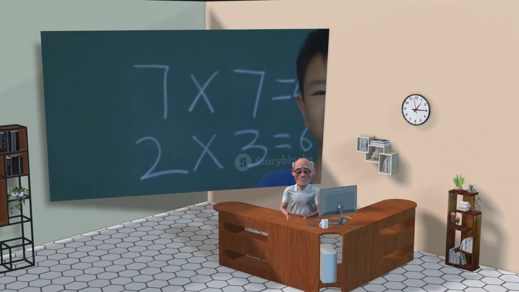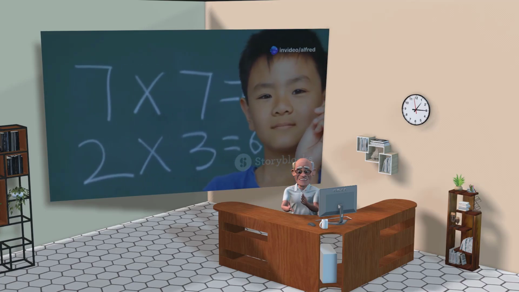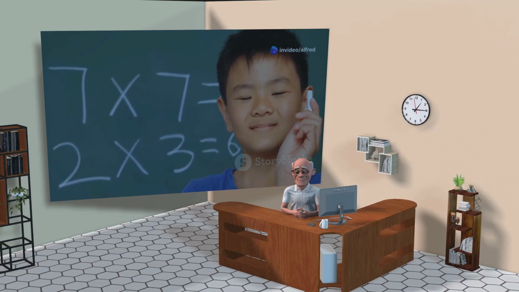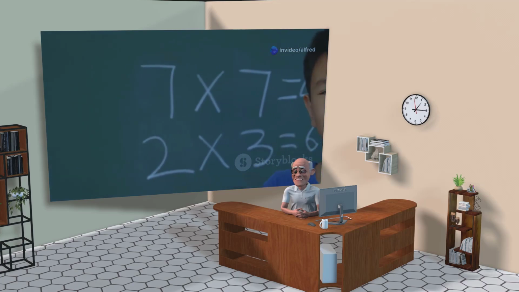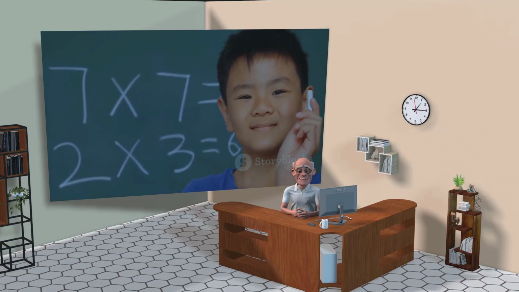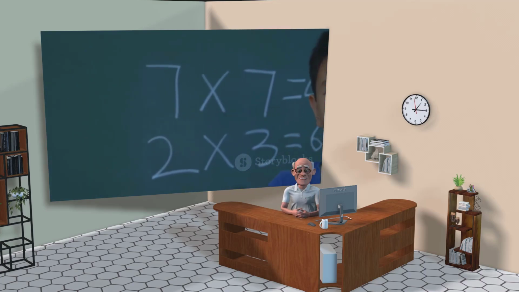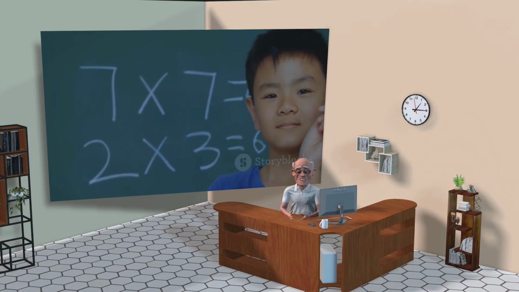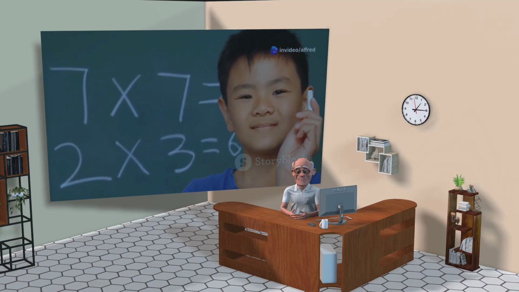Multiplication. To multiply fractions, we multiply the numerators and the denominators. This is a straightforward process. For example, to multiply 2/3 by 3/4, we multiply the numerators, 2 and 3, to get 6, and the denominators, 3 and 4, to get 12, resulting in 6/12, which simplifies to 1/2.